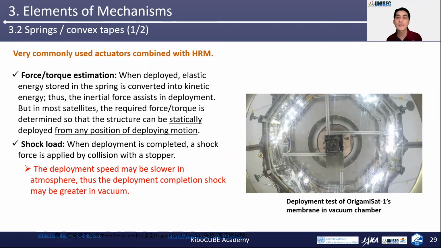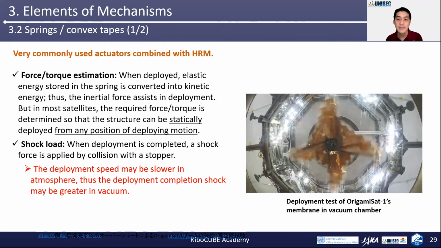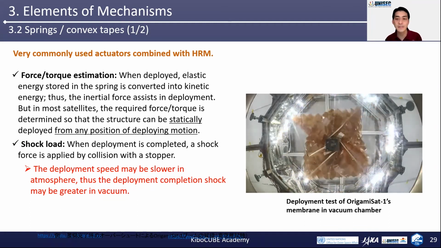For spring and convex tape deployment, please watch out for the shock load at the end of deployment. When the deployment is completed, the shock force is applied by a collision with a stopper, for example. This is difficult to estimate, especially for a large deployable structure, because of the air drag. The deployment speed may be slower in atmosphere. Thus, deployment compression shock may be greater than in vacuum. This movie shows an example of a deployment test of a deployable membrane in a vacuum chamber. The deployment was not very successful in this model.